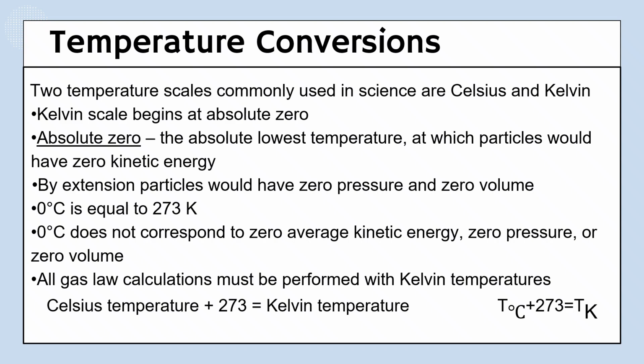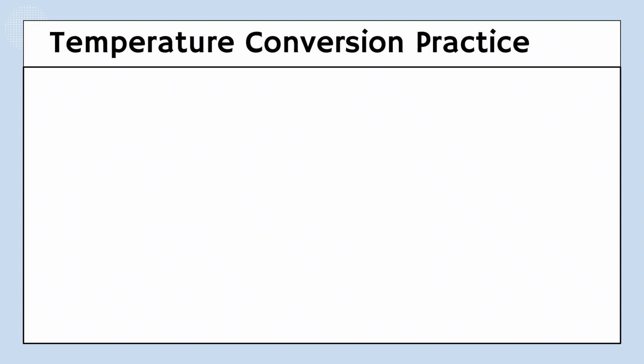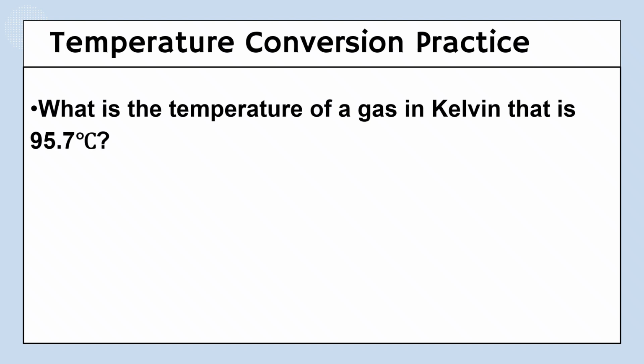And it's easy how we do this. We take Celsius plus 273, and that'll equal our new Kelvin temperature. Now we are going to look at some conversion practice.